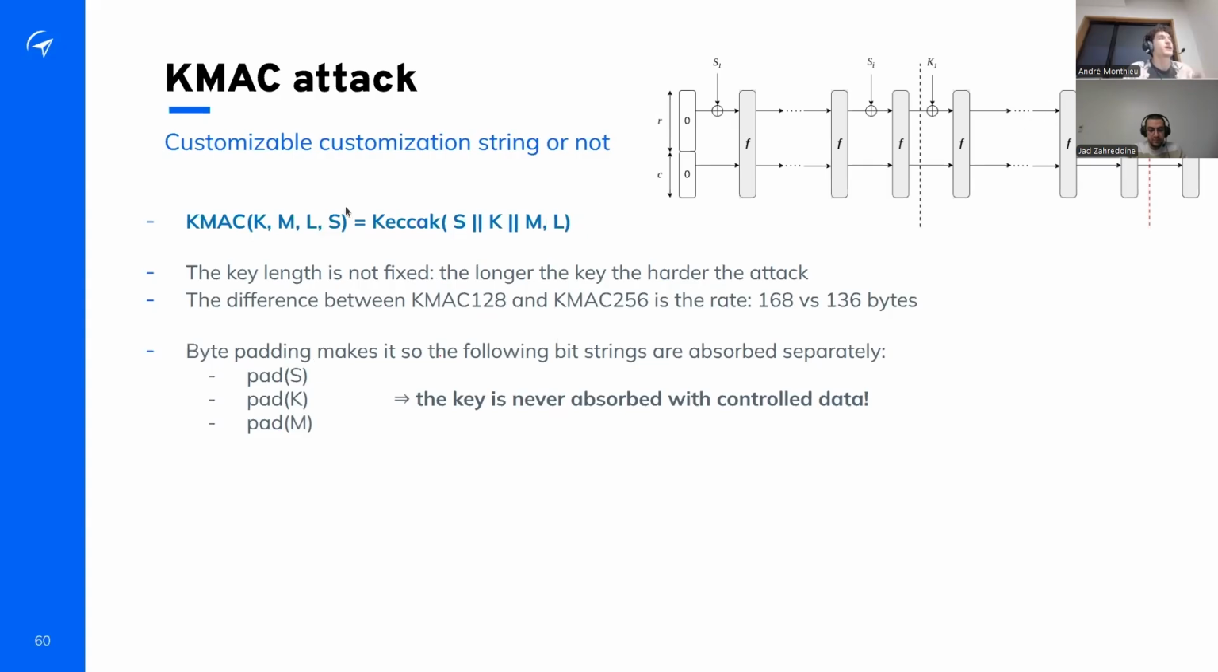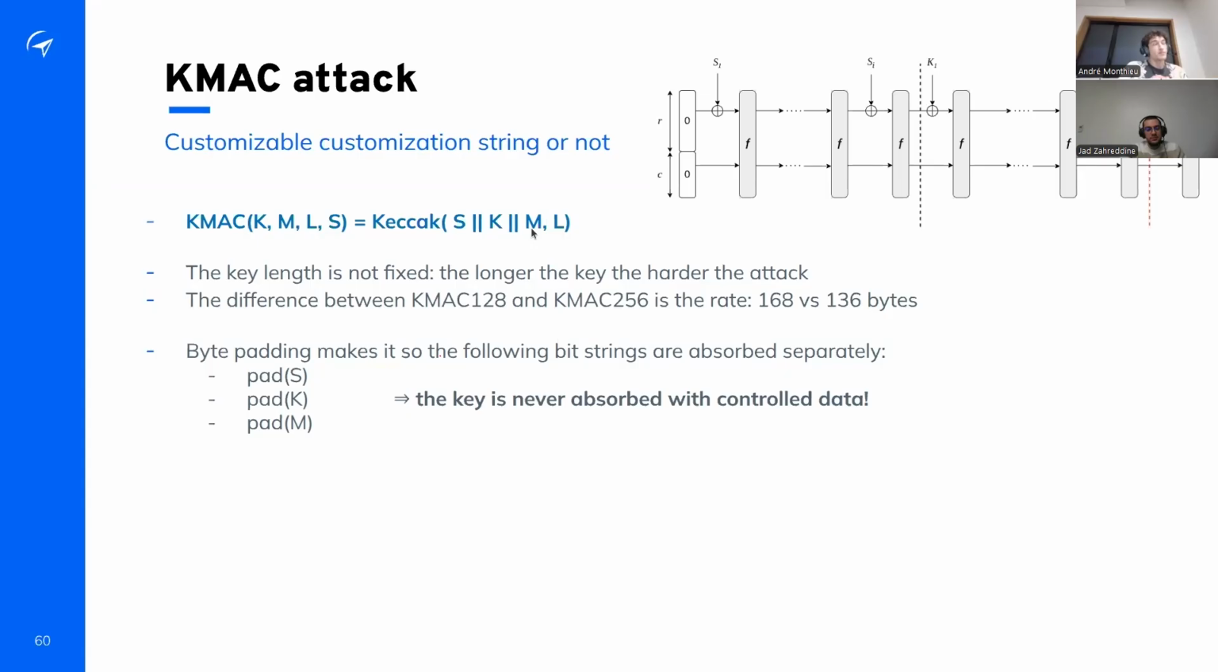So as I said before, KMAC absorbs the customization string S, the key K, and the message M. It's really important to note that the key length is not fixed, which means the longer the key, the harder it is to attack, obviously, for the attacker. And there are also two versions of KMAC, 128 and 256, relating to the SHAKE versions they use. The main difference between them is the rate, which is 168 bytes versus 136 bytes. And for a side channel attacker, the bigger the rate, the easier it is to attack.